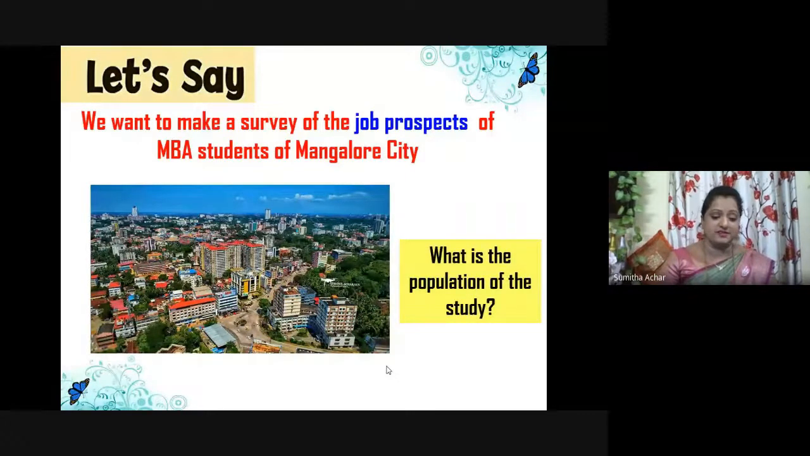Target population. Yes. Okay. Tara ma'am, can you just tell me what is the difference? If you said yes, there is a difference between a universe and a population. What is the difference?